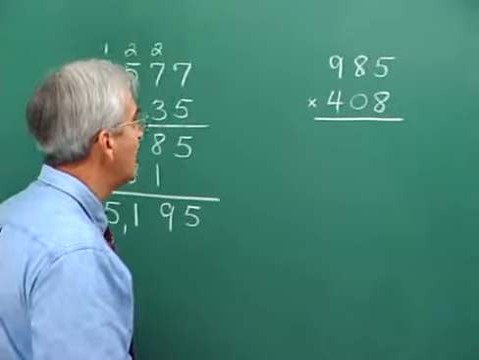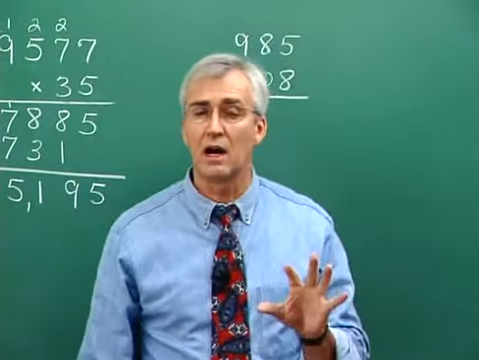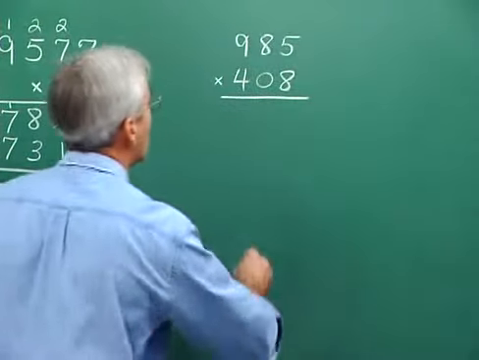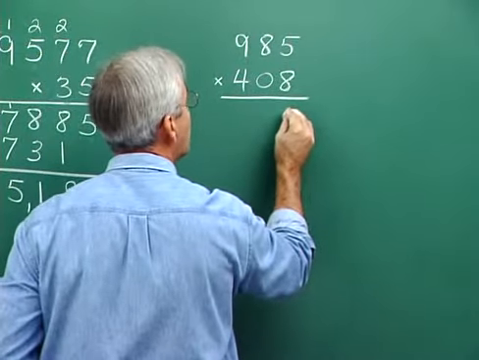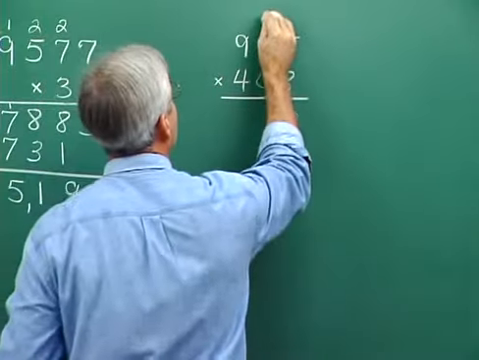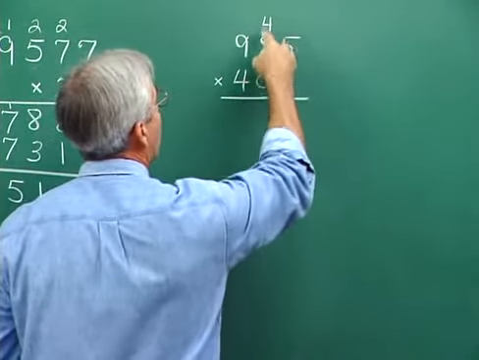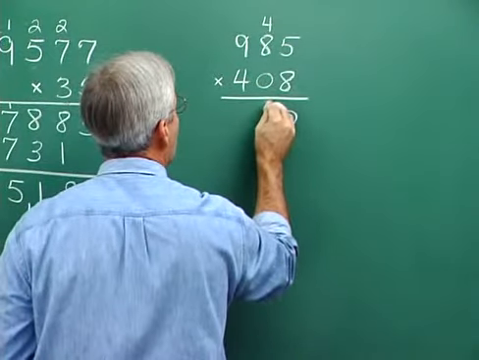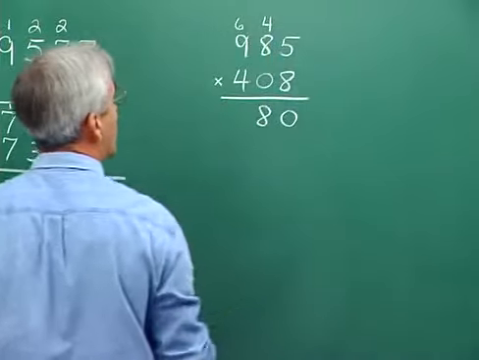Here's one involving a 0, and this 0 offers us a little opportunity to save a little time. Here's how it goes. We start with the 8 as we normally would. 8 times 5 is 40. Write the 0 in 40 here, and the 4 I'll carry to the next column. 8 times 8 is 64, and 4 is 68. Write the 8 in 68 here, and the 6 I'll carry to the next column.